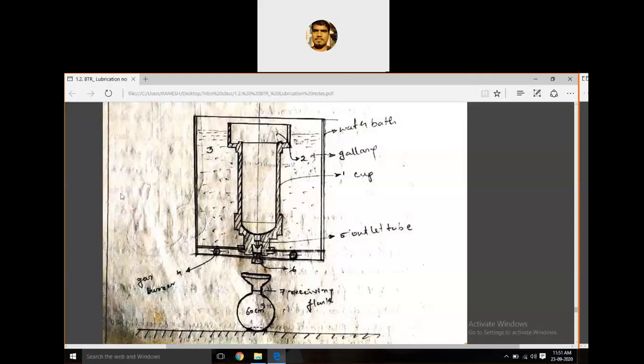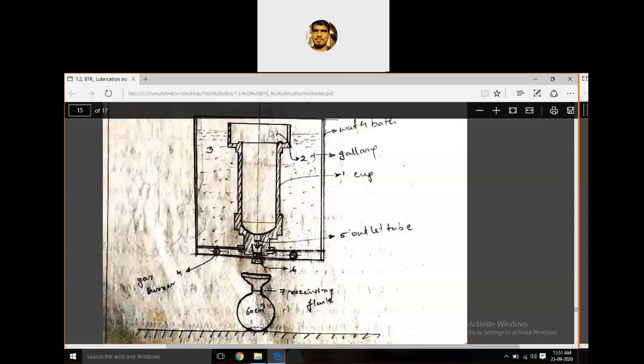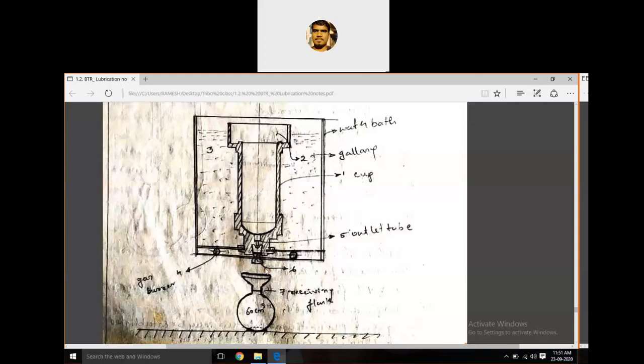So how does it work? First we pour the oil into this cup, which is already plugged. Once you remove this plugger, the fluid starts flowing through this nozzle and collecting in the receiving flask, which is 60 cm³. How much time is taken to fill the graduation mark on the flask? That time you have to note down. Using that time, you measure the Saybolt Universal viscosity, then convert it into the absolute viscosity by using the equation.